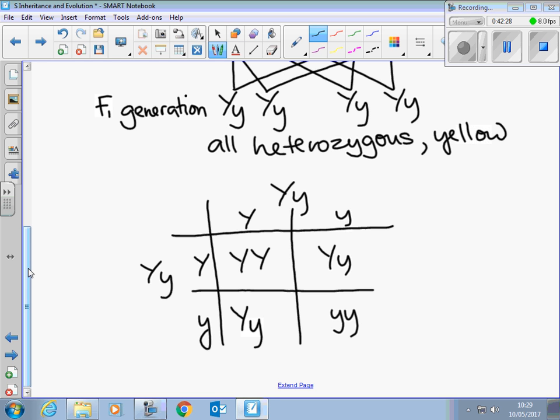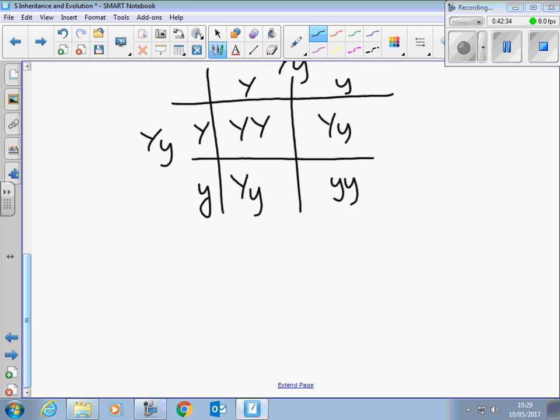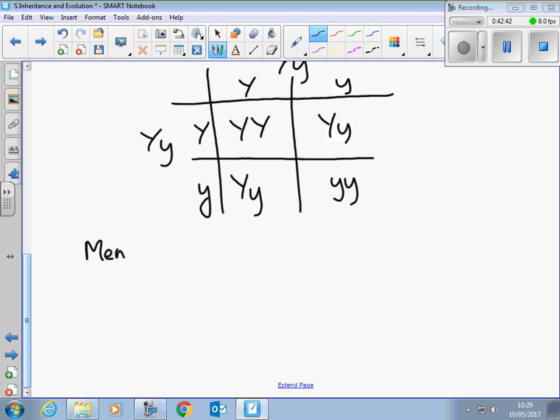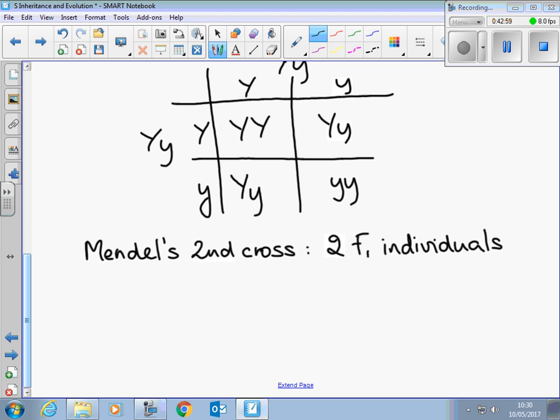Okay, now the next bit then was Mendel's second cross. Oh, hang on a minute. No, it's all right. Mendel's second cross was two F1 individuals. In other words, two heterozygous ones. And this is taking me back now to our two brown-eyed parents who had the blue-eyed child.